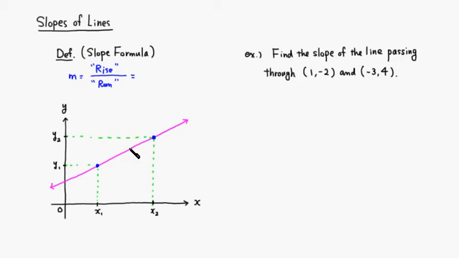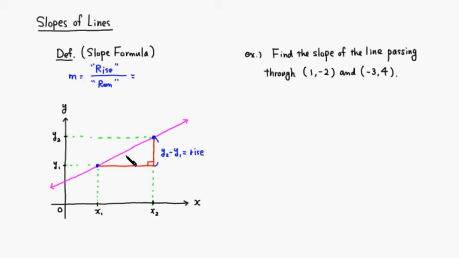Then the slope of this line is going to be rise over run. Let's visualize this right triangle by extending a vertical line and a horizontal line segment. Then you can see the right triangle. If you think of going from the first point to the second point and how far it rises, that's just the difference between y2 and y1. So this rise is going to be y2 minus y1.